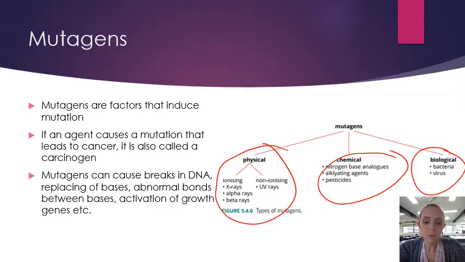Now, these are going to affect DNA in different ways. They can cause bases to be replaced when they shouldn't be. It can cause errors with the bonding between bases or other parts of the DNA molecule. The effects can be quite different depending on the mutagen.